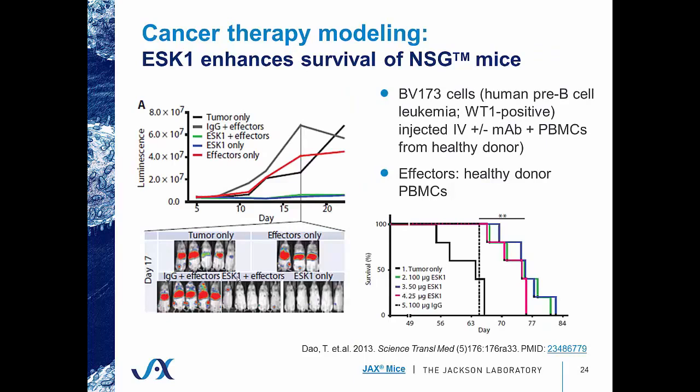They also wanted to test the effects on tumor growth, so they took BV173 cells, which are human pre-B cell leukemia that's also WT1 positive, and injected these cells intravenously into NSG mice, plus or minus their antibody, in addition to peripheral blood mononuclear cells from healthy donors. They measured luminescence as a readout for tumor growth, and what we can see is that in the presence of their therapeutic antibody and their effectors, which are the healthy PBMCs, they saw a reduction in tumor growth. This also correlated with survival, only in the presence of their therapeutic antibody.